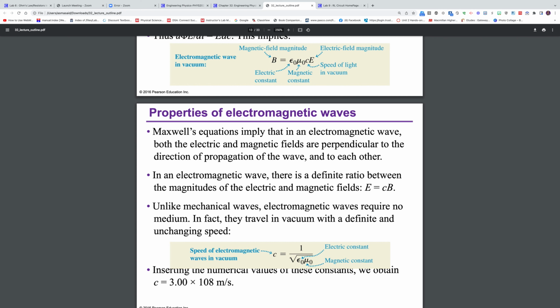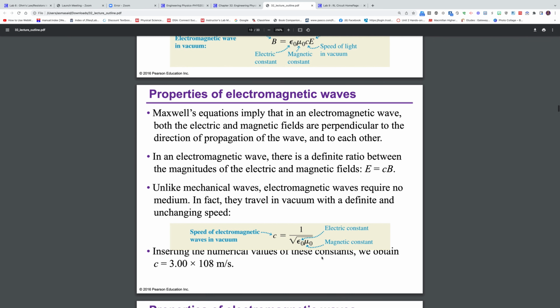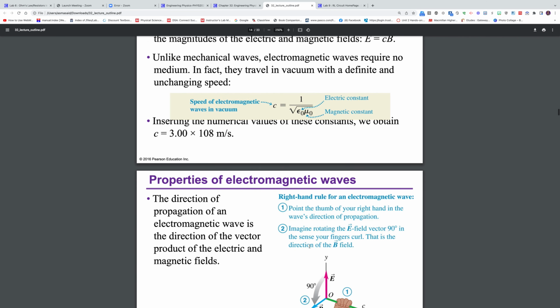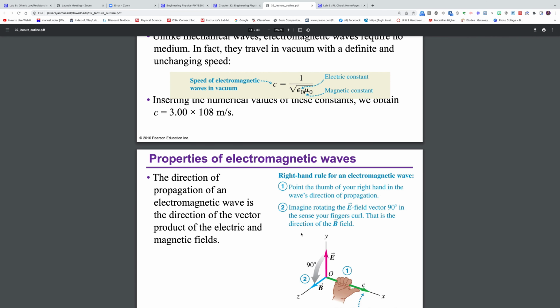Also, unlike mechanical waves such as sound waves, electromagnetic waves require no medium, and they travel in vacuum with a certain velocity, which is C equals 1 over the square root of epsilon 0 mu 0. If we put in the numerical values for these constants, we obtain that C equals 3 times 10 to the 8 meters per second. It's not 10 to the 8, of course.